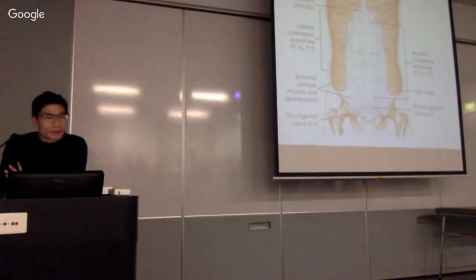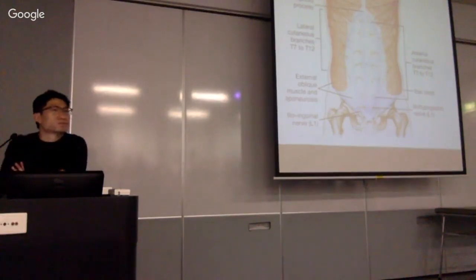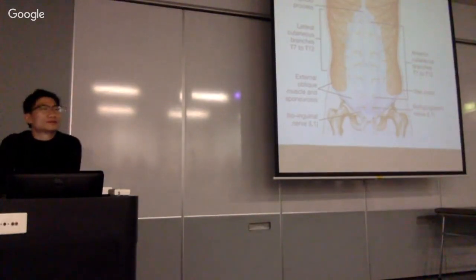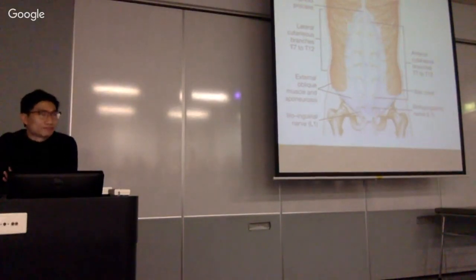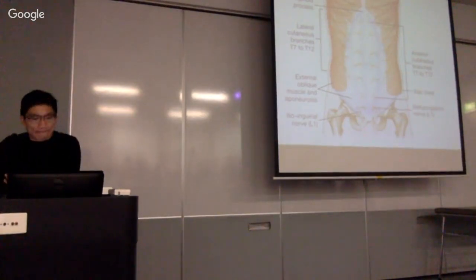Can anyone tell me what the problem is with making a subcostal incision, by looking at this diagram? What's the big deal? What's wrong with cutting through there? You're going to cut through muscles for sure, going to cut through everything. But why cut through the nerve? You get atrophy. Yeah. And then what happens afterwards?